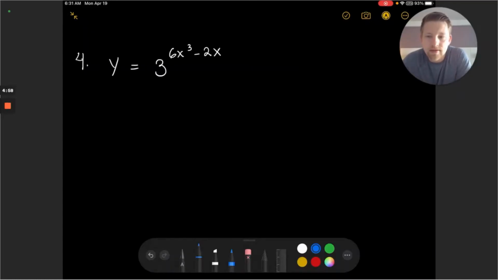Welcome everyone. This is a fourth example working with the chain rule, and here we're going to work with another exponential function. We have 3 raised to the x times x to the third minus 2x. So let's first consider what our inner and outer function or the operations are here.